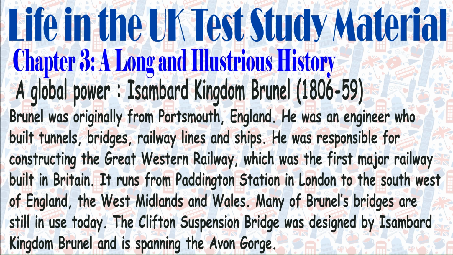Isambard Kingdom Brunel. Brunel was originally from Portsmouth, England. He was an engineer who built tunnels, bridges, railway lines, and ships. He was responsible for constructing the Great Western Railway, which was the first major railway built in Britain. It runs from Paddington Station in London to the southwest of England, the West Midlands and Wales. Many of Brunel's bridges are still in use today. The Clifton Suspension Bridge was designed by Isambard Kingdom Brunel and spans the Avon Gorge.